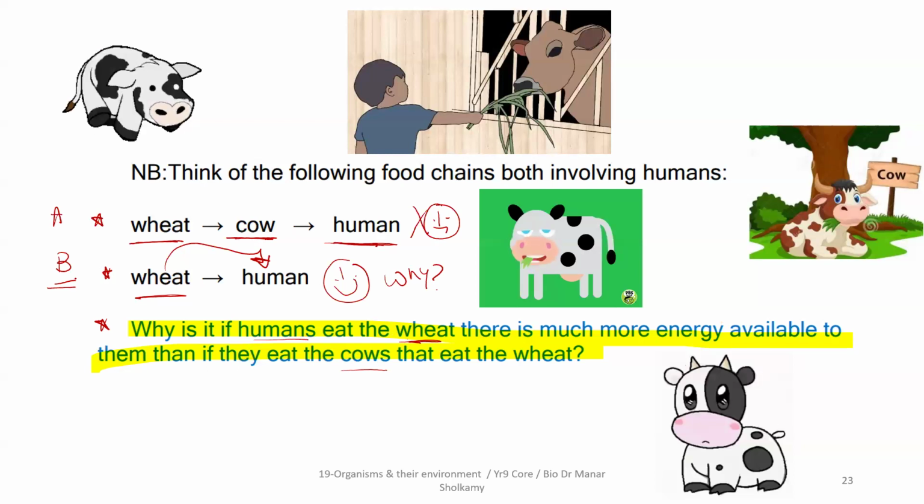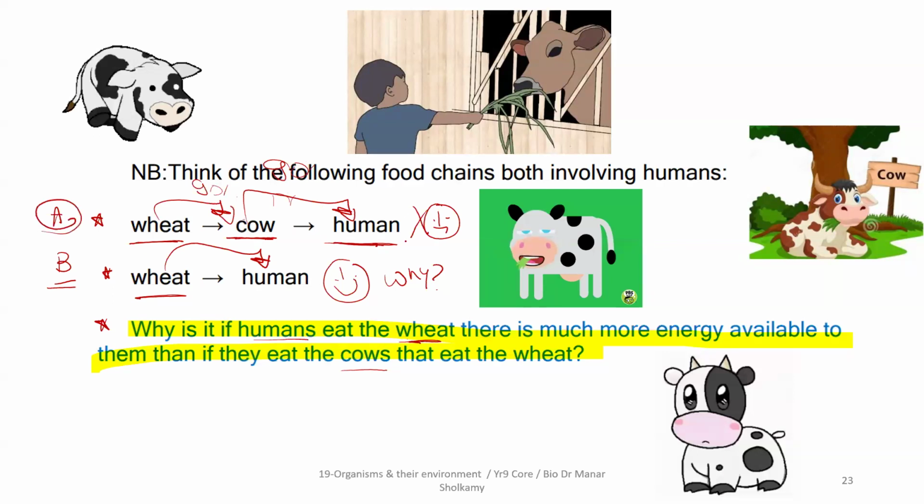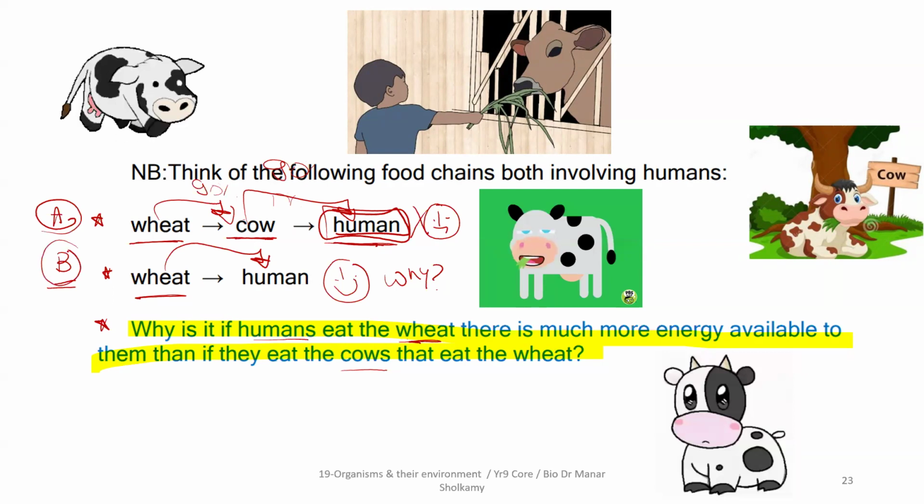Because energy is lost. When the cow eats the wheat, 90% of the energy is lost, and only 10% will be transferred. When the cow is eaten by the human, again 90% of the energy is lost, and only 10% of the energy will be transferred. So if we use the first food chain, less energy will reach the human due to the inefficient flow of energy. But if we use food chain B, more energy will reach the human because this is a more efficient flow of energy. That's it.